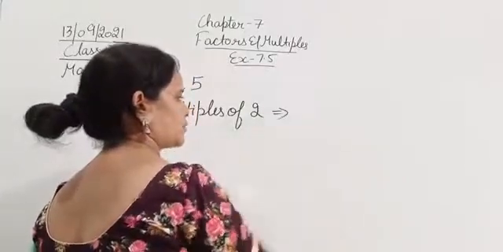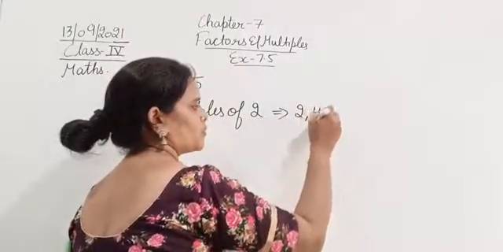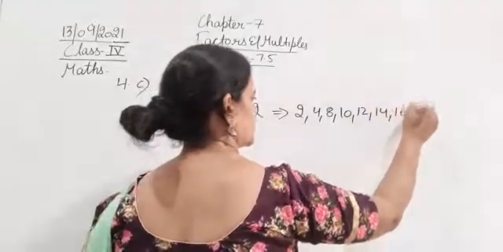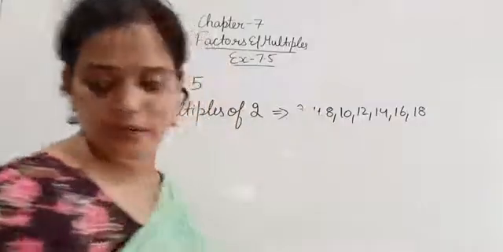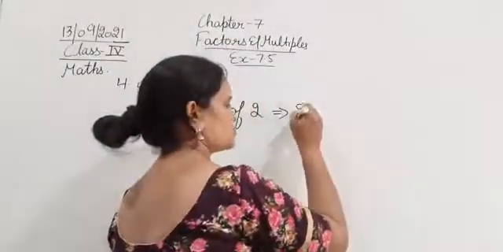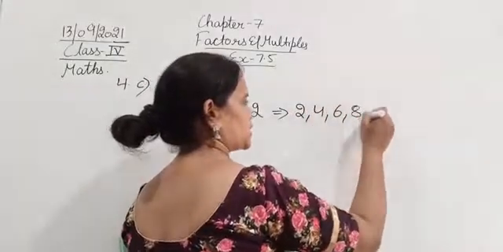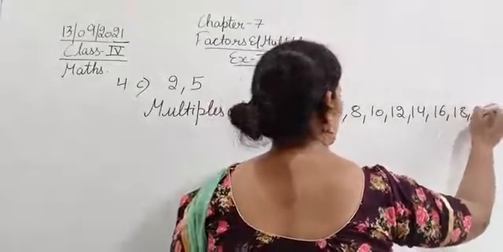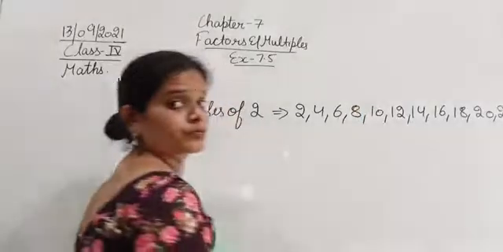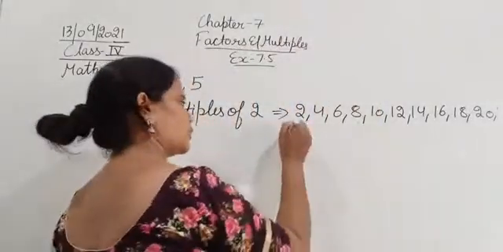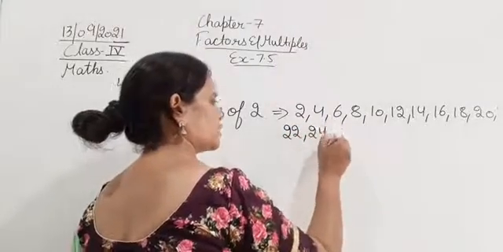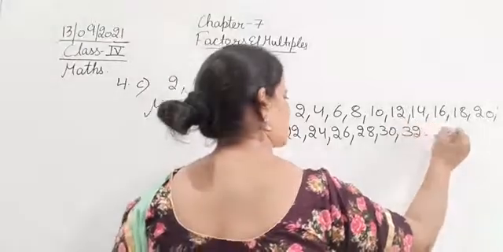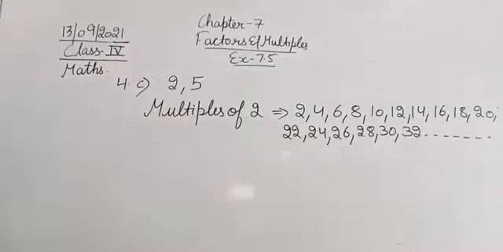The multiples of 2 are 2, 4, 6, 8, 10, 12, 14, 16, 18, 20, and after 20 the next is 22, then 24, 26, 28, 30, 32 and so on. So these are the multiples of 2.